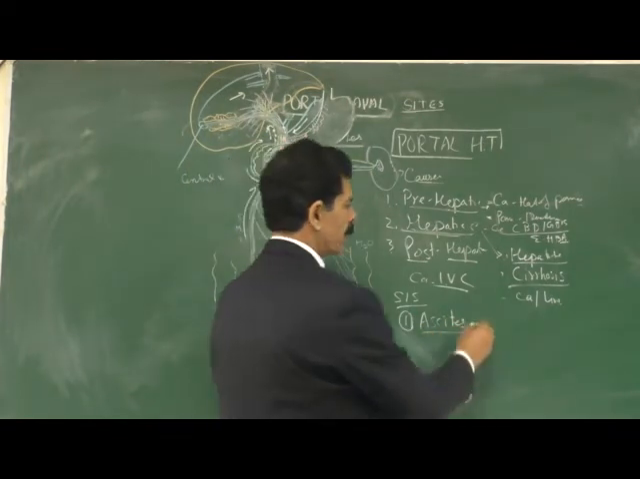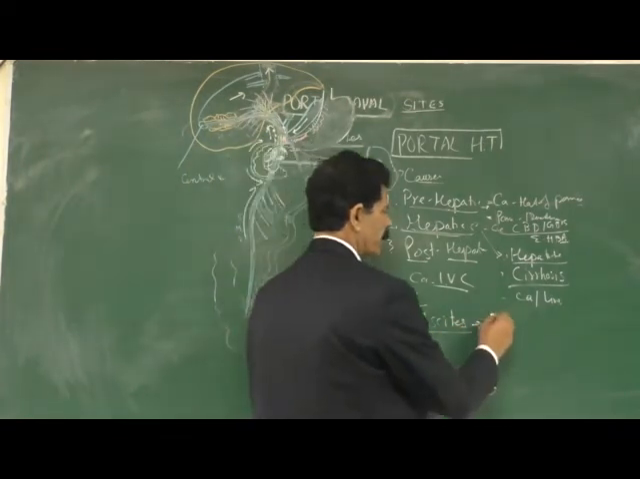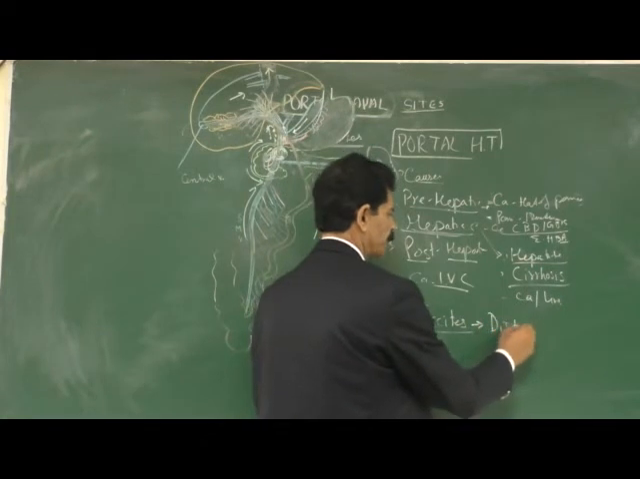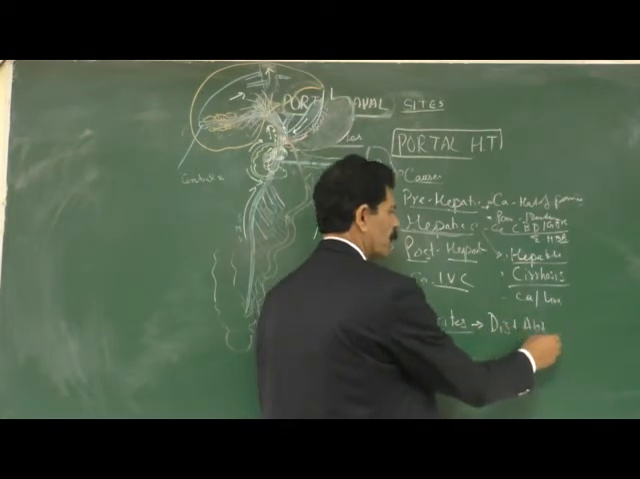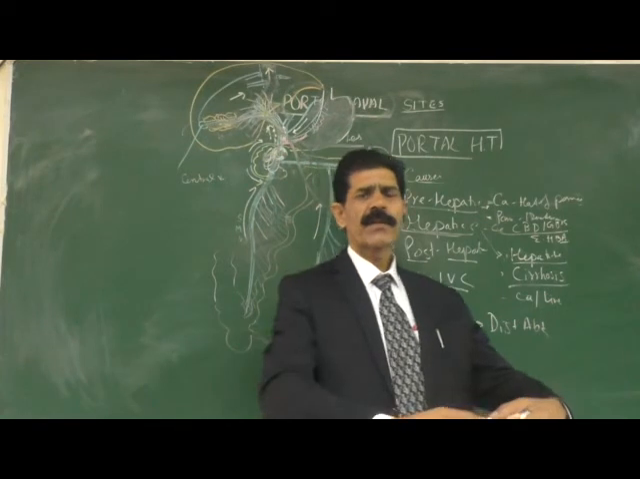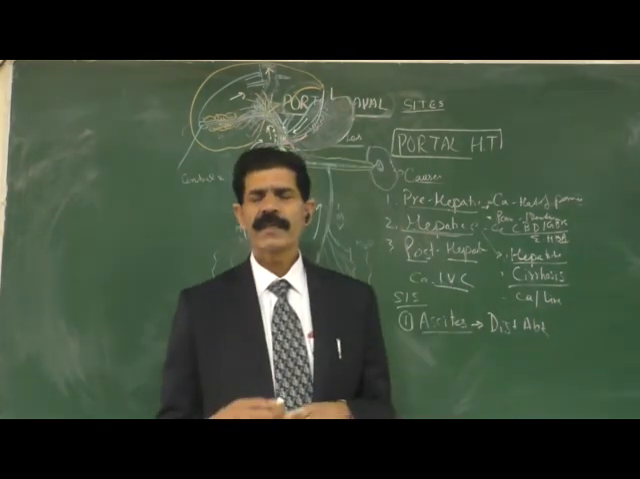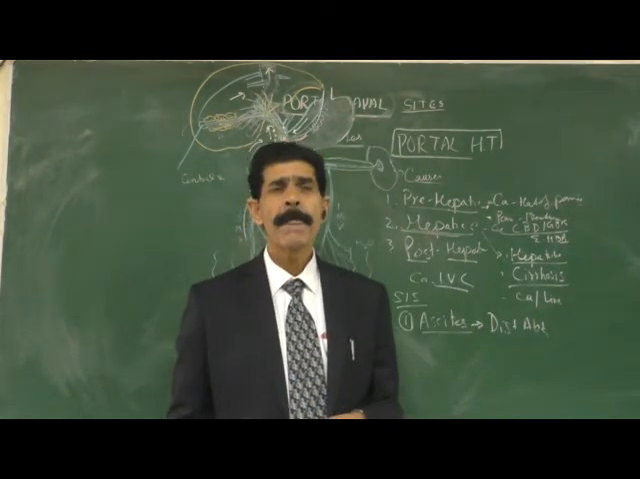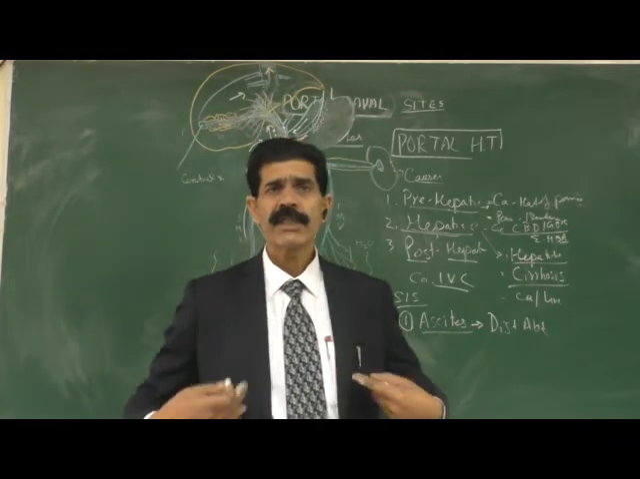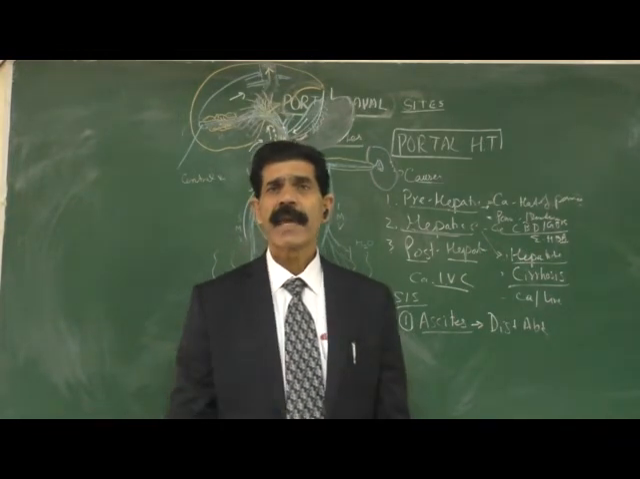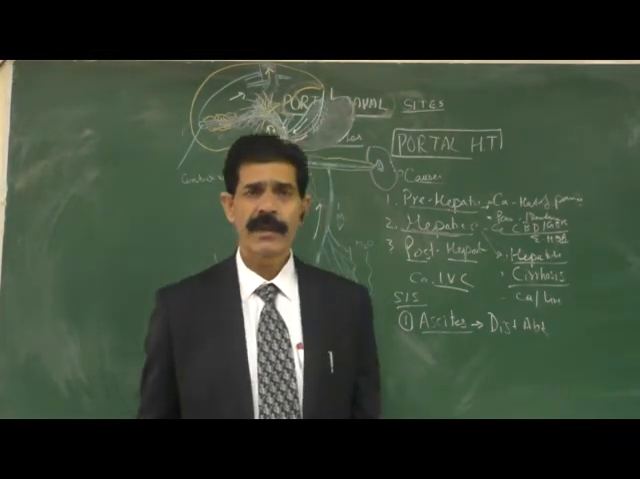And ascites lead to the distension of the abdomen. So portal hypertension patients have got the distension of the abdomen, and it is because of the ascites. What is ascites? It is the fluid collection in the greater sac or in the peritoneal cavity of the abdomen.